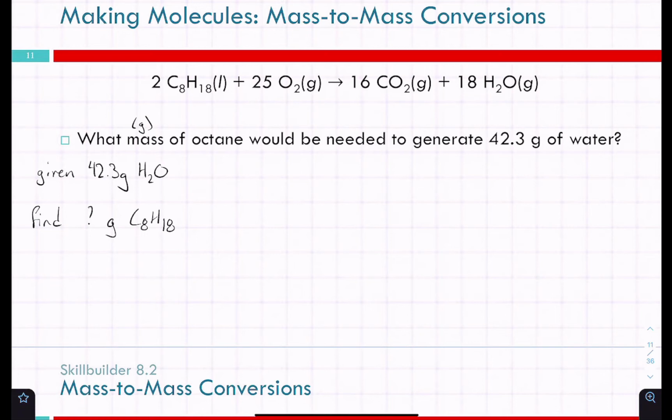So we want to start this all off with what we're given, so our grams of A. Grams of A being what we're given. So we'll put that in here and say 42.3 grams of H2O. And then we're going to have some multi-step process, right, to get all the way over to grams of B. But what is our first step? Find the molar mass of water. Yeah, because we need the molar mass of water to go from grams of A to moles of A.